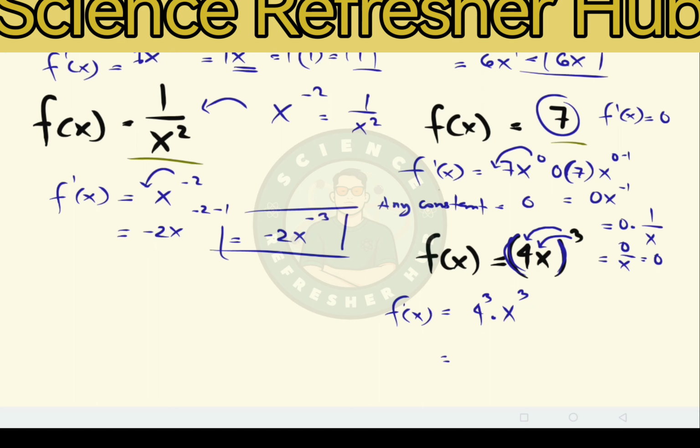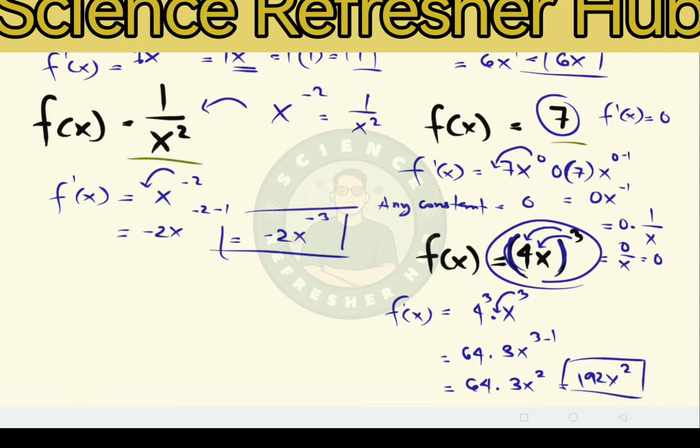So 4 times 4 times 4, that's 64. Then power rule, put the 3 in front of x, 3x, and then 3 minus 1. You have 64 times 3x raised to 2. And let's evaluate further. 64 times 3x squared. So you will have 192x squared. This is the derivative of 4x cubed.